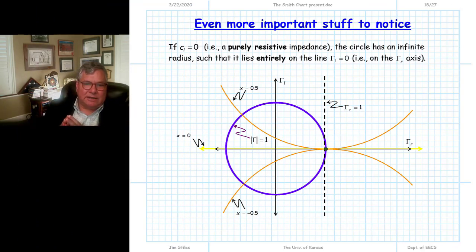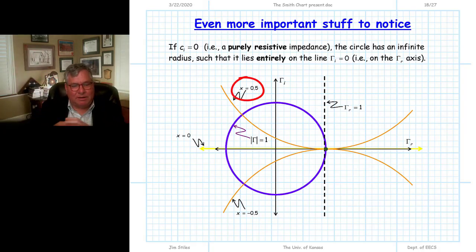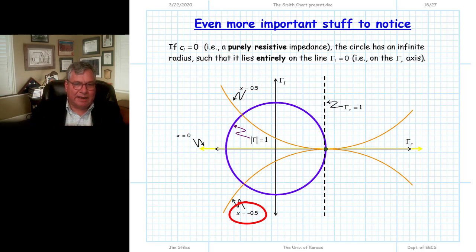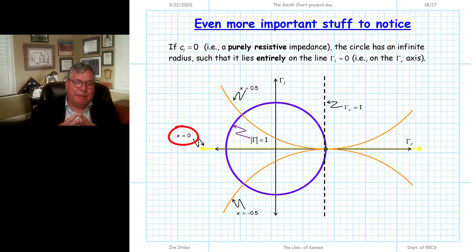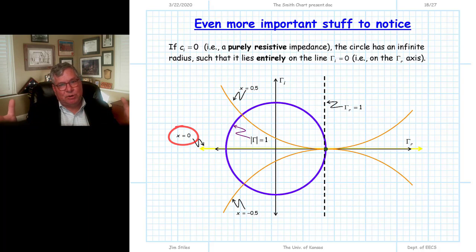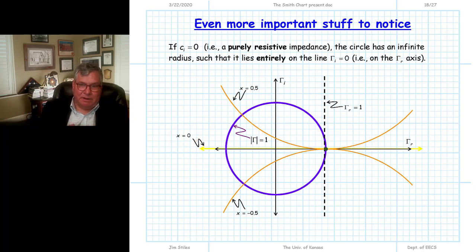Okay, so we showed the cases where CI were positive. We had circles in the upper half of the complex gamma plane. We looked at the case where the contour where CI was negative. They map onto circles that are in the lower half of the complex gamma plane. Let's look at the specific case where CI is equal to 0. In other words, an impedance whose imaginary part is equal to 0. Of course, this is a purely resistive impedance, a purely real valued impedance.